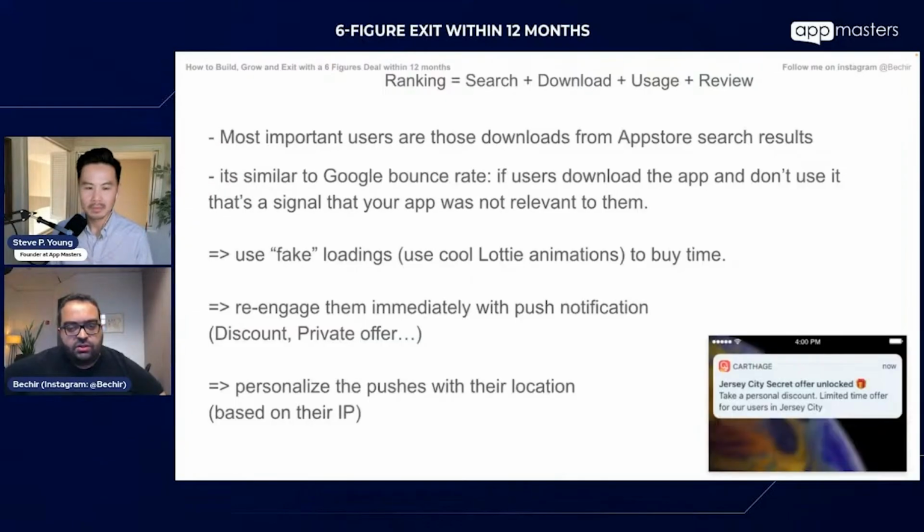For the ranking, you need to combine the search, download, usage, and review. So if someone is downloading your app from the search and doesn't use it, that's a signal to the app store that you are not relevant, and they will look at you somehow not good. It's a similar phenomenon to Google bounce rate. If someone clicks on something on Google search and closes the window really fast, Google knows that that page was not relevant.